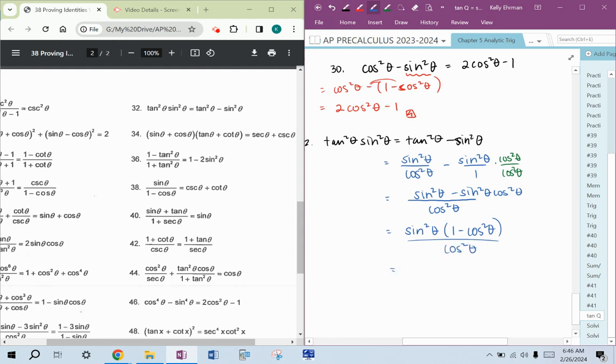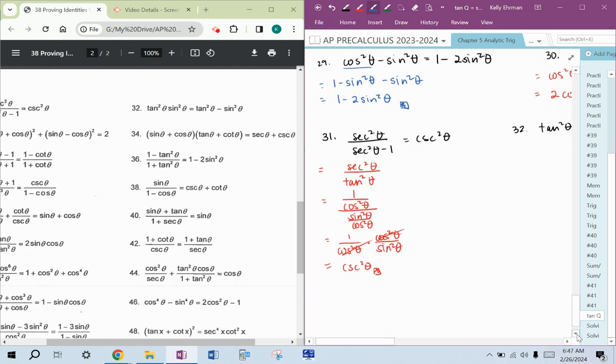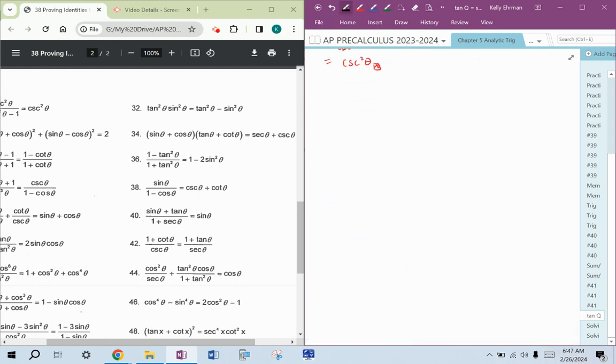Now we're trying to get tangent squared times sine squared. I see tangent squared right here. Sine squared over cosine squared is tangent squared theta. And I also see sine squared because 1 minus cosine squared is sine squared theta. All right, so that finishes 32. On to 33.